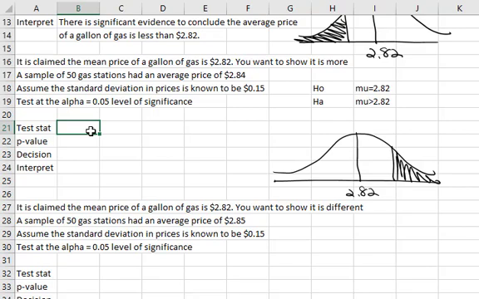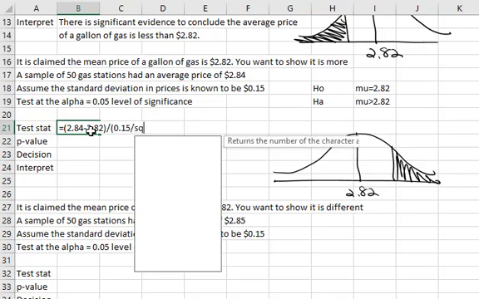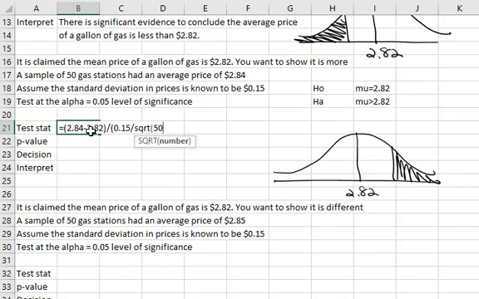For our test statistic, using the same formula for z, it equals, open parentheses, the mean of our sample of 2.84 minus the mean of our hypothesis of 2.82, close parentheses, divided by, open parentheses, the standard deviation of 0.15, divided by the square root of the sample size of 50. Close the parentheses on the square root, close the parentheses on the denominator. We get a z-value of 0.9428.